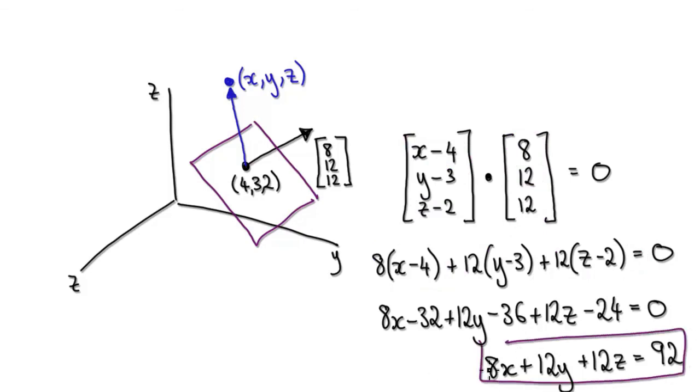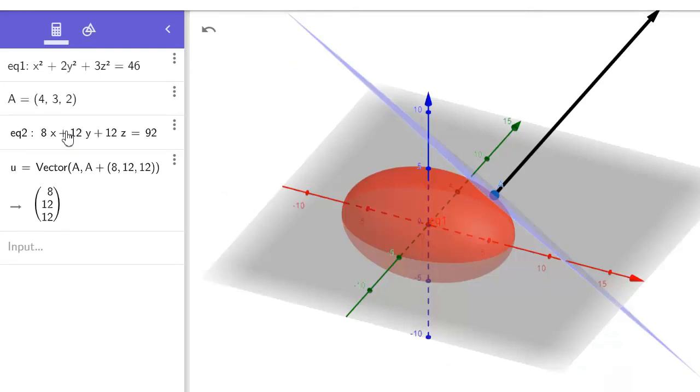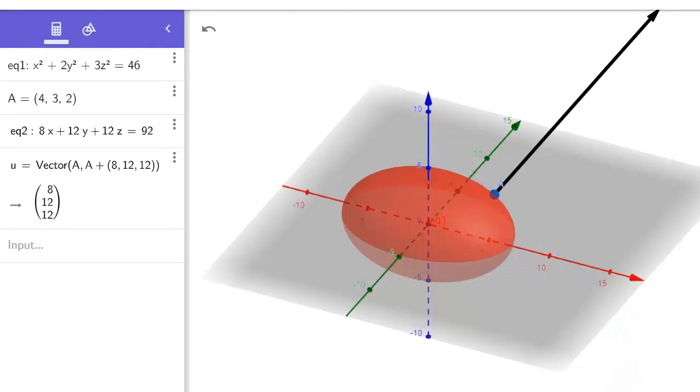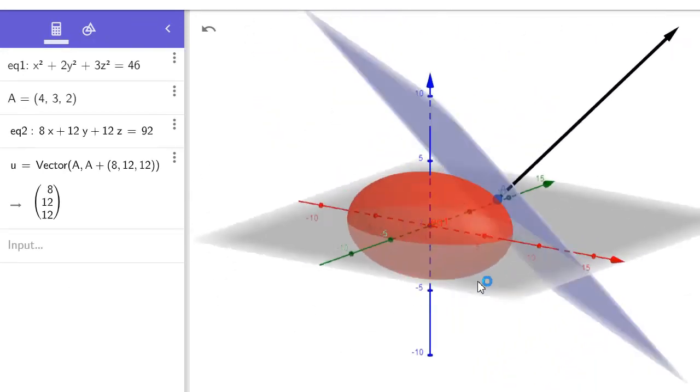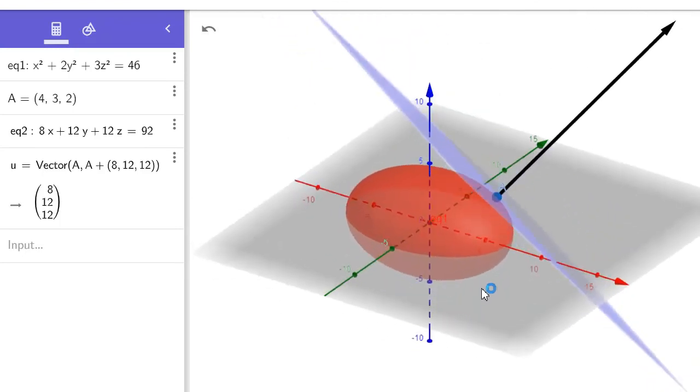So now if you punch this into GeoGebra 3D, that's this thing here. This is our tangent plane. So you can see it. Well, anyway, play around with GeoGebra 3D and get it working. Okay.